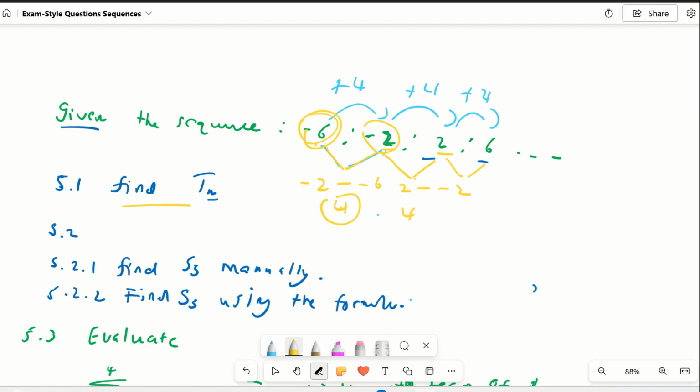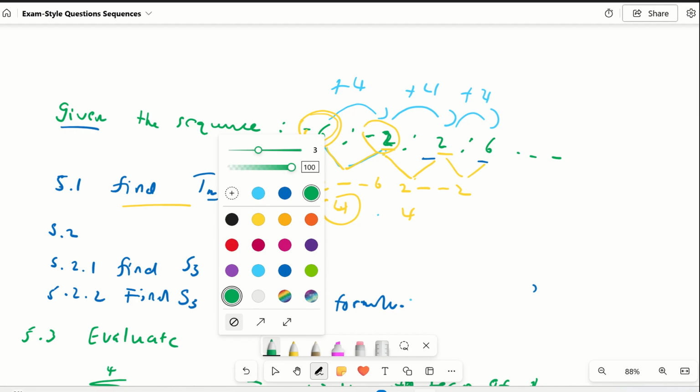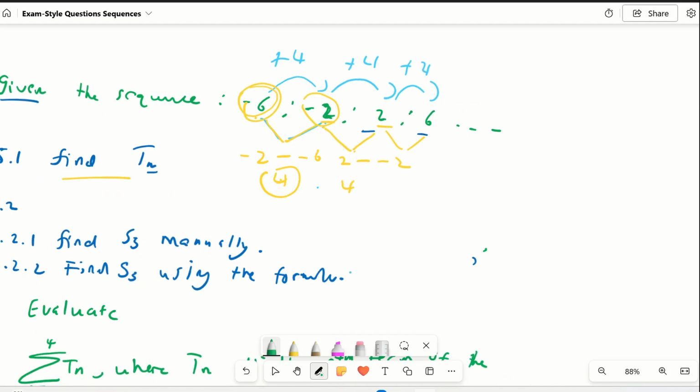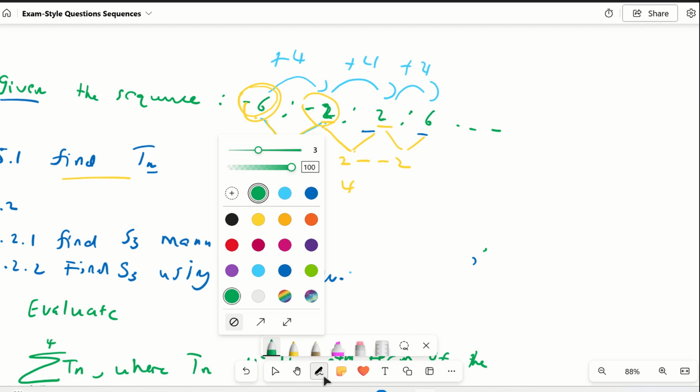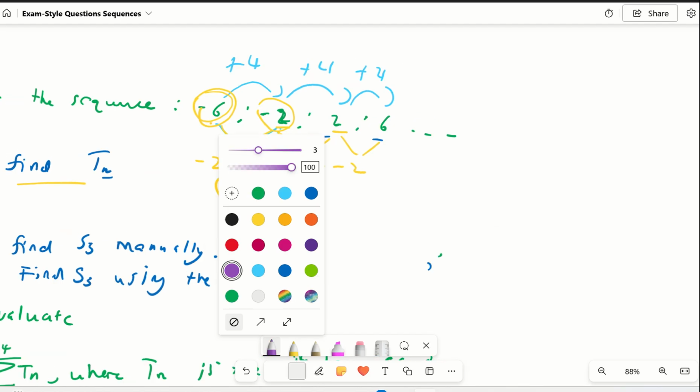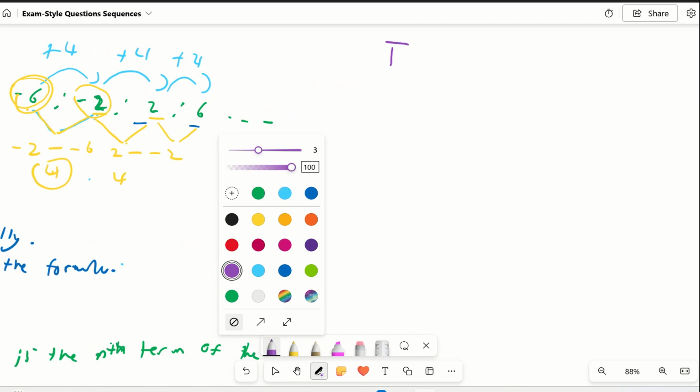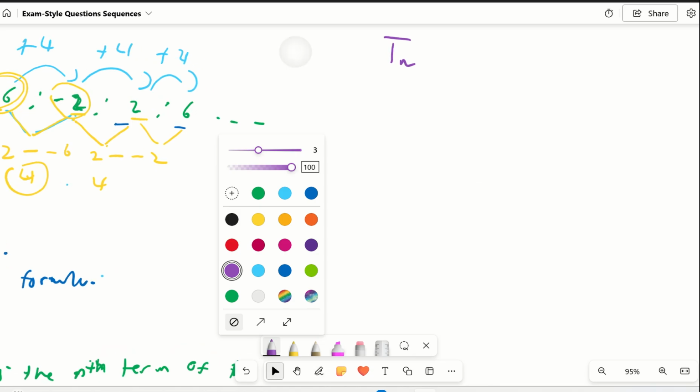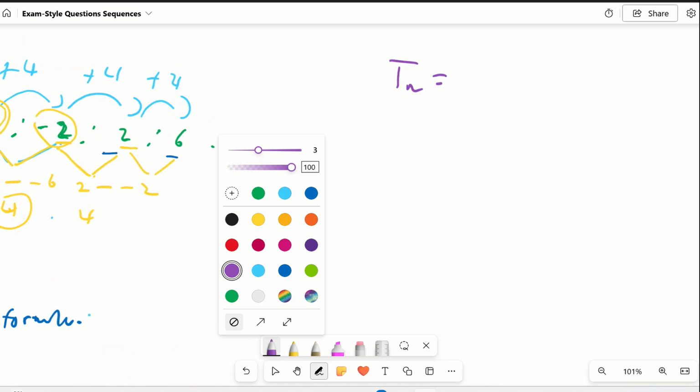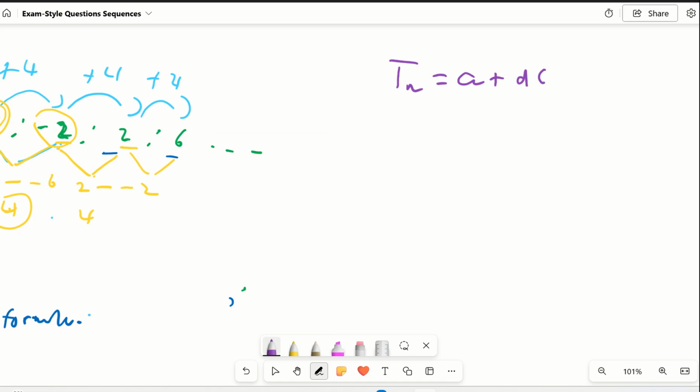The question asks us to find Tn. So we know that the Tn of an arithmetic sequence follows this formula: Tn equals a plus d times n minus 1. A is the first term, which was minus 6. I'm not going to go back and check, you have to trust your memory. D is 4, times n minus 1.